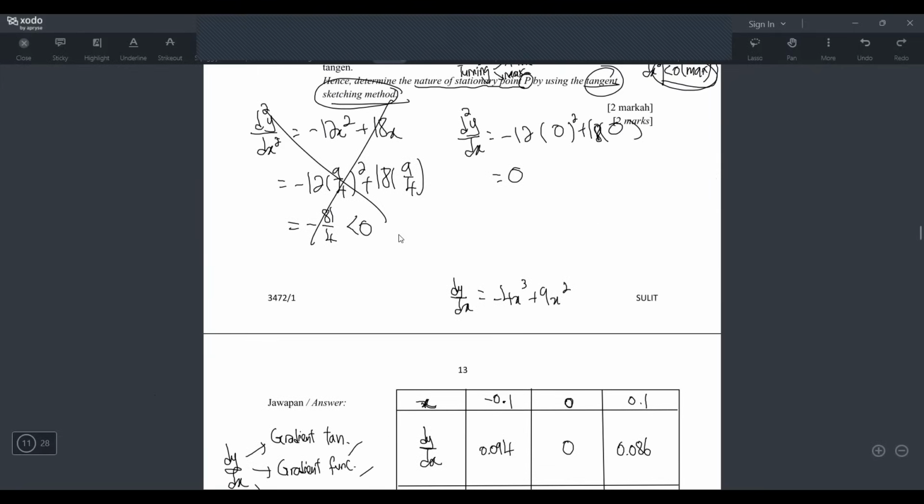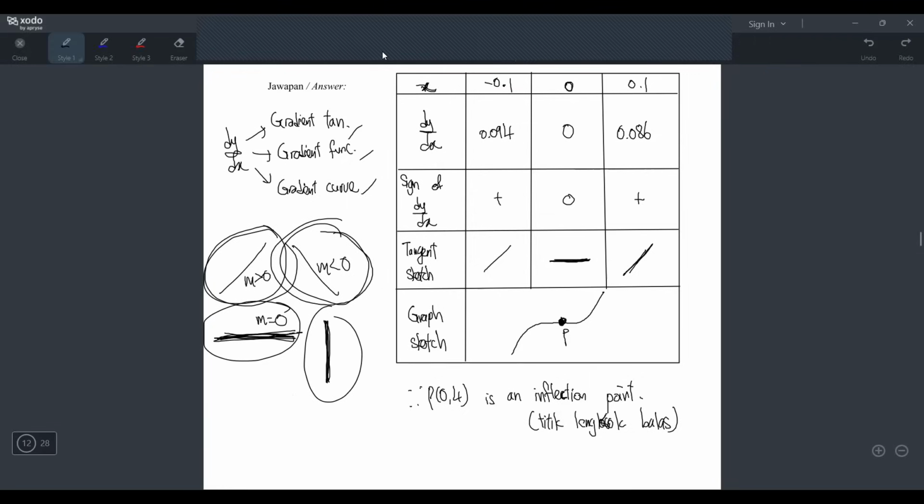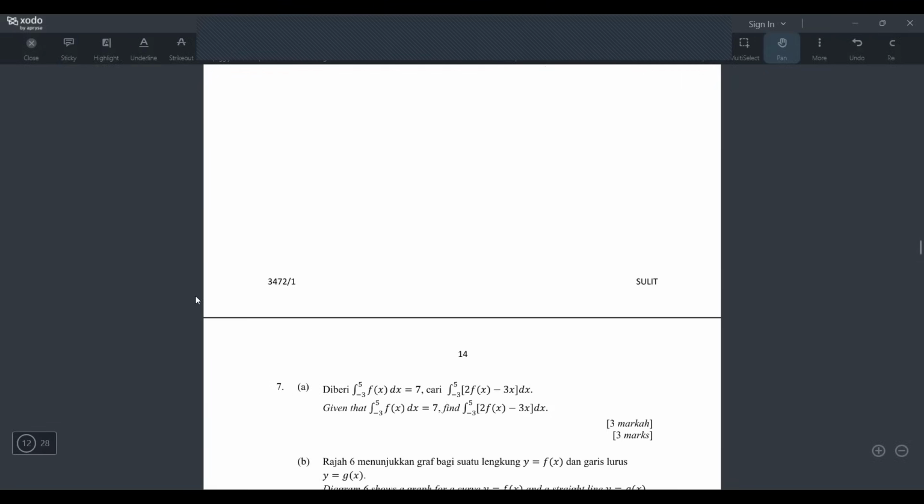So I hope you know how to do it. And of course, you don't have to write all this during the exam. These are all my notes. I'm just writing it beside. This is just notes. But this one must be written. This is the working. All right. Okay, let's continue.